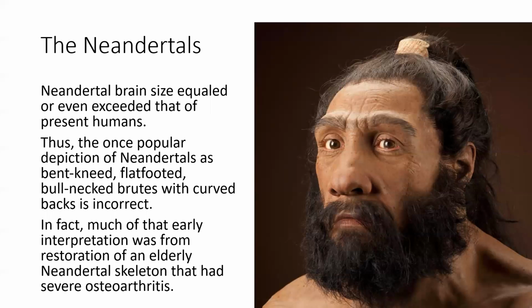The Neanderthal brain size actually equaled or even exceeded that of present humans. So this depiction of Neanderthals being like dumb, flat-footed, bent-kneed brutes just wasn't true, right? They were very intelligent, just as intelligent as us, if not more intelligent. And in fact, a lot of this depiction of this hunched over dumb Neanderthal, we actually think came from a skeleton that we found that had severe osteoarthritis. So it's not that all of the Neanderthals were all hunched over and dumb. It's just that that one skeleton happened to be because of this disease.